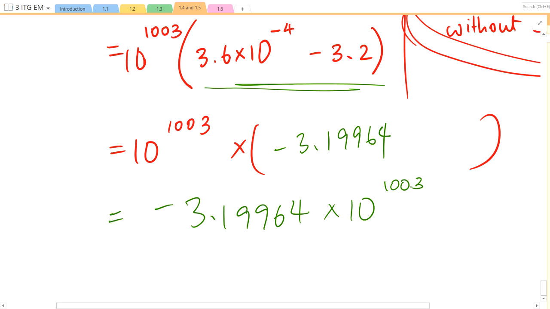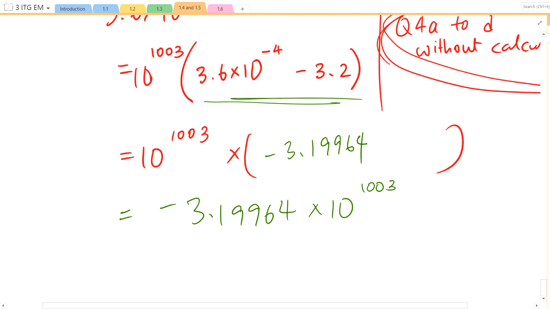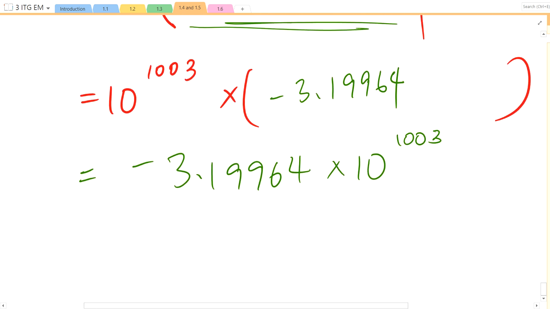Okay, do this for your question 4A to D. That is what I requested you to do without your calculator. So I should see working like this. Any questions? Okay, do I need to round off this number over here?